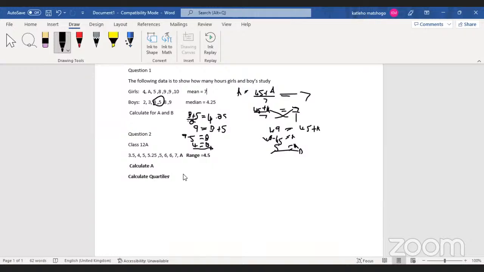So the highest is 5.25, then A. And then what is the lowest number? That's not 25, that's 5.25. Okay, minus 3.5. Range, they have already given us the answer. Sorry, wait. Okay, I'm going to get there.